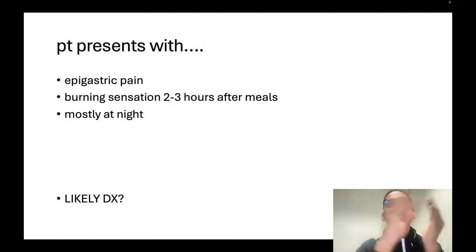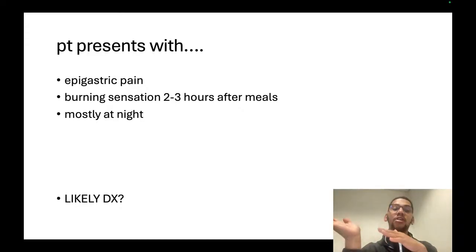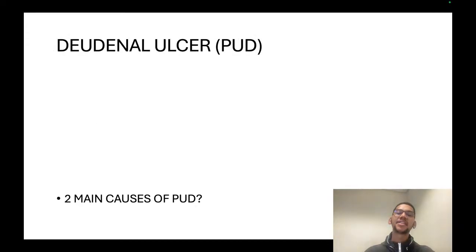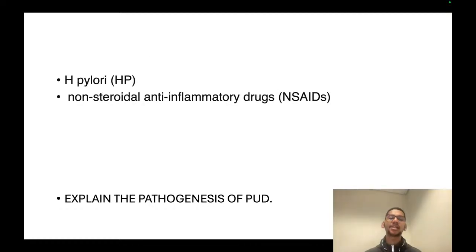Let's say a patient presents with epigastric pain and a burning sensation 2 to 3 hours after meals, mostly at night. A likely diagnosis is actually a duodenal ulcer, whereas with a gastric ulcer you have pain immediately after meals. Also, a gastric ulcer is worsened by eating, and a duodenal ulcer is actually improved by eating. The two main causes of peptic ulcer disease are H. pylori as well as non-steroidal anti-inflammatory drugs.